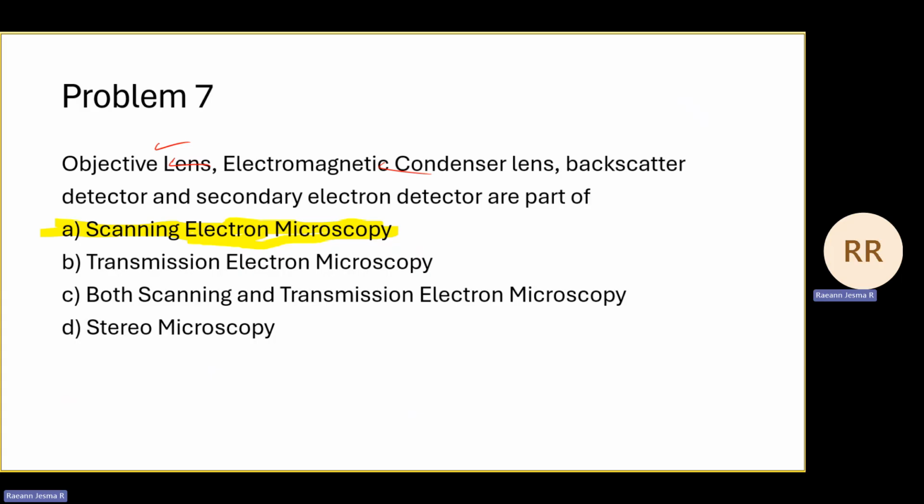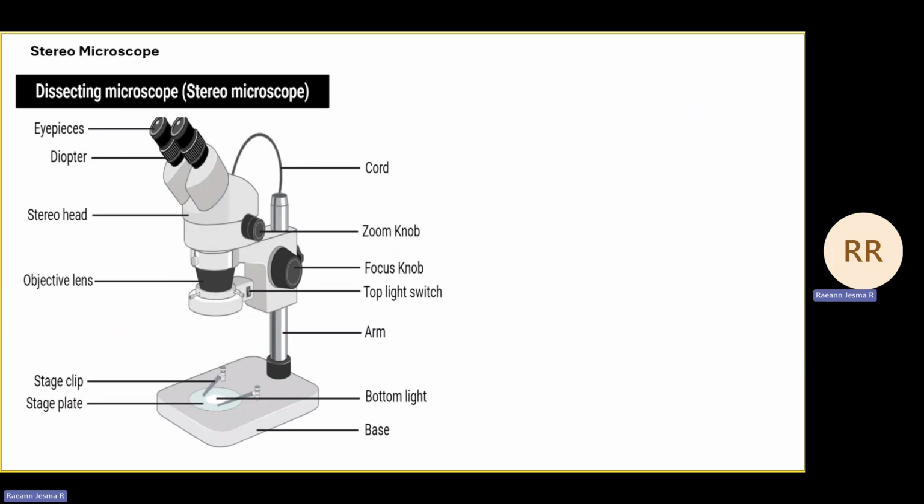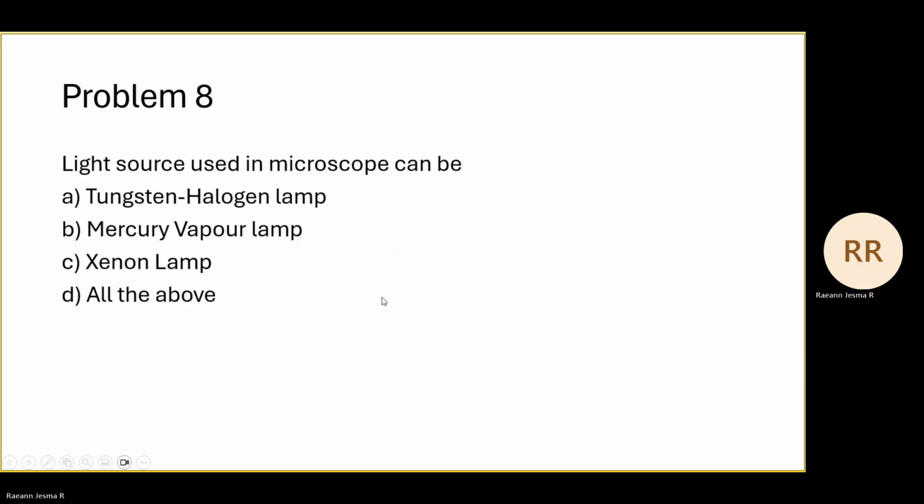Now let us move on to the next problem. This is how a stereo microscope will look. It uses optical light to image a sample. Now let's go to the next problem.